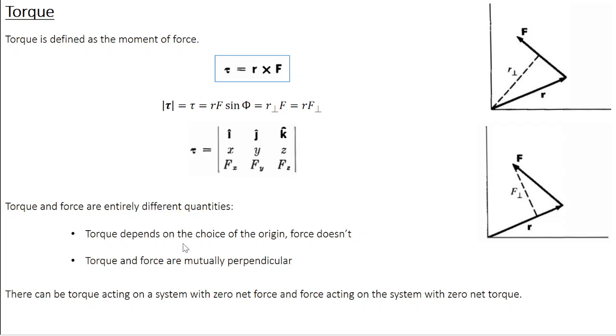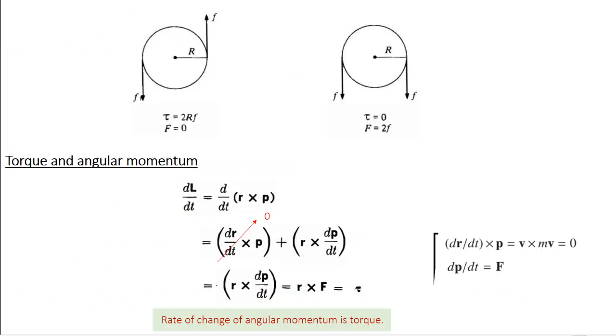Since these two are completely different, you can have systems where the net force is zero, but there is a non-zero torque acting. Similarly, you can also have scenarios where the net torque is zero, but the force is non-zero. So I can illustrate this with two simple examples. So look at this system.